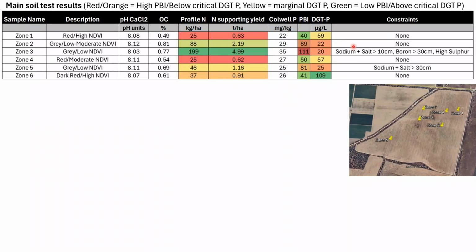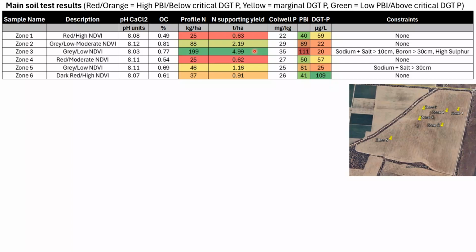And what we can start doing is getting an outline of why we've got nutrient banking in these soil types. So comparing zones 2 and 3 is really exciting for me. We've got zone 2, no constraints. We've got profile N possibly banking a little bit because of our low P and that P fixation with the PBI. But when we compare with zone 3, which isn't far away, we've got constraints kicking in, sodium and salt below 10 centimeters, boron below 30, and we've got this massive nitrogen bank here.